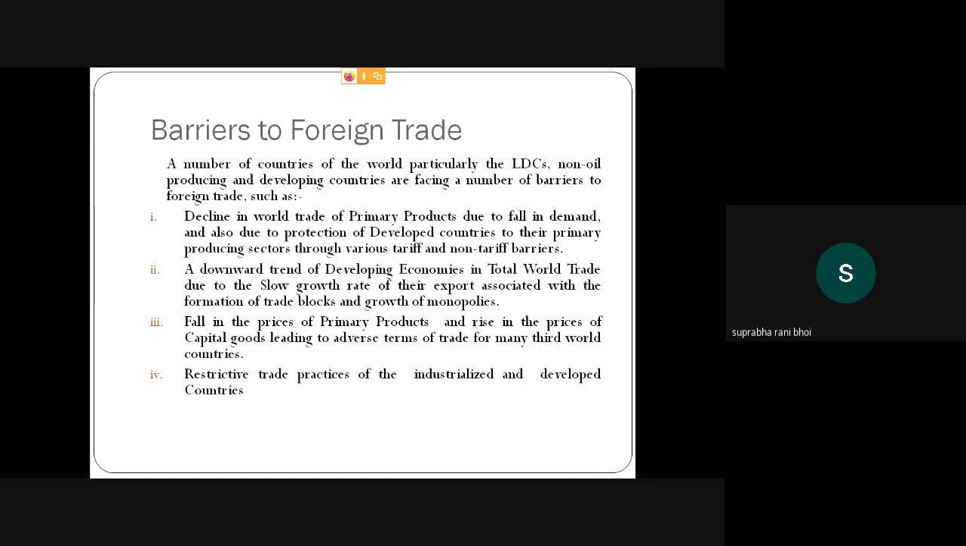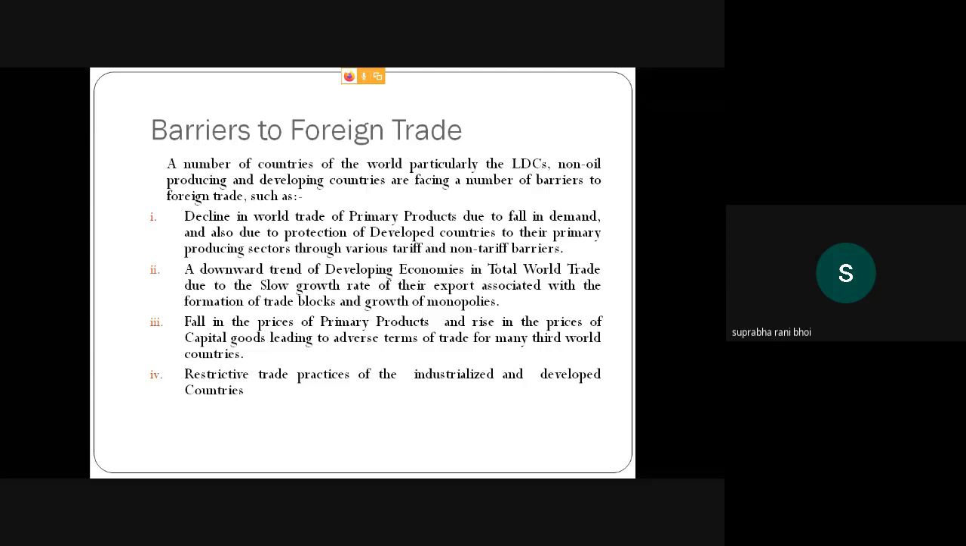Second, developing countries are facing a downward trend in world trade. Means the benefits in world trade are not enjoyed by developing countries because there is a slow growth rate of exports. India and many other developing countries' foreign trade is growing, but the growth rate is very slow. Why slow? Because many developed countries have formed trade blocs. Trade blocs means one type of group they have formed for the exchange of goods and services, and they will not allow any other countries to enter their trade blocs. So how will developing countries, which are producing sufficient goods and services, export their goods to those trade blocs? In this way, developing countries are unable to exchange goods and services with the trade blocs of developed countries.